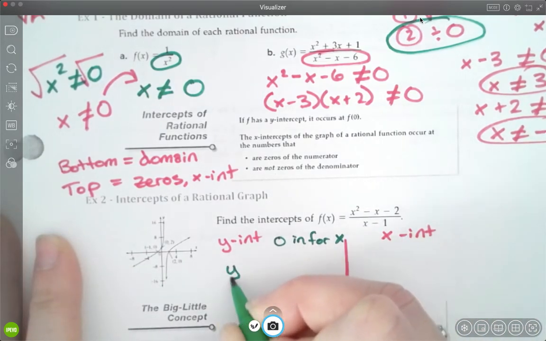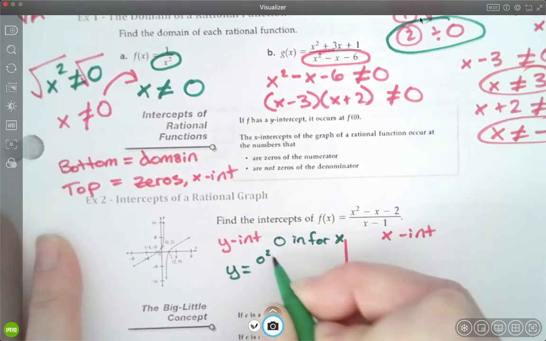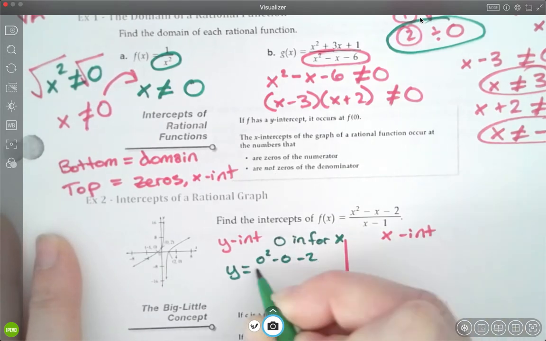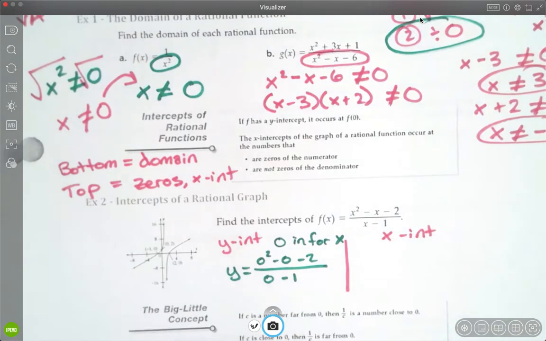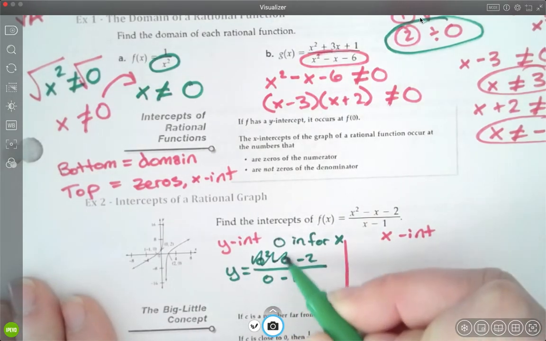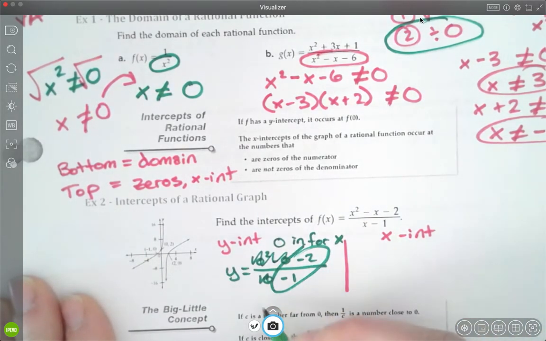y equals 0 squared minus 0 minus 2 all over 0 minus 1. Okay? Now, you might be able to do this in your head, and that is a-okay. Kind of like in a polynomial, really the last number is the only thing that you're caring about because everything else goes to 0, right? So this is 0, this is 0, negative 2 is on the top, but remember you also have a bottom. So you have negative 2 on the top and negative 1 on the bottom. Everything else goes away. So negative 2 over negative 1, so what's the y-intercept?